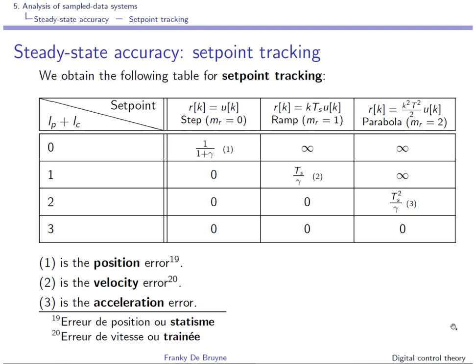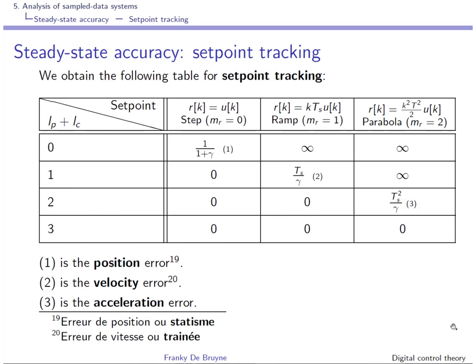I consider this to be a very important table. This table is valid for set point tracking. There will be another table valid for disturbance rejection, but given a process, so given an LP, you have to be able to determine the LC that you need to choose in order to be able to track a given reference signal, either a step, this is MR is equal to 0, or a ramp, this is MR is equal to 1.